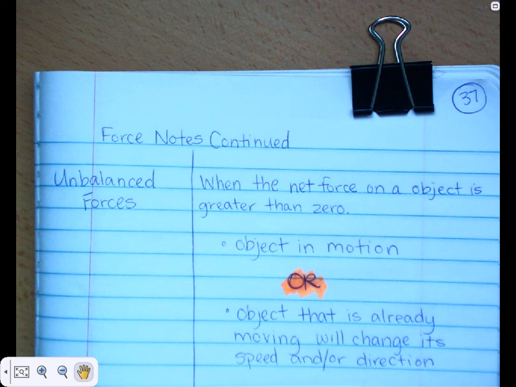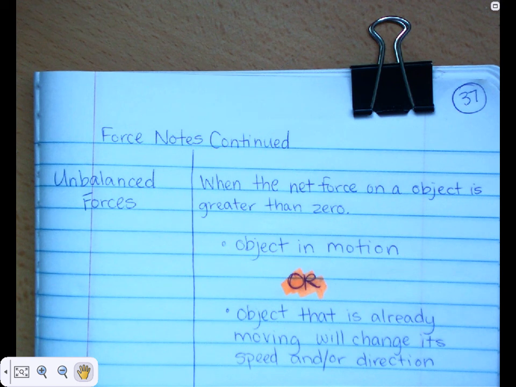Number one, the object is in motion. Obviously, that is an unbalanced force. Okay, number two, an object that is already moving will change its speed and or direction. So if you're going at a constant speed and you slow down, that's unbalanced. You went from a balanced to an unbalanced. If you're going straight and you turn, that is an unbalanced force.